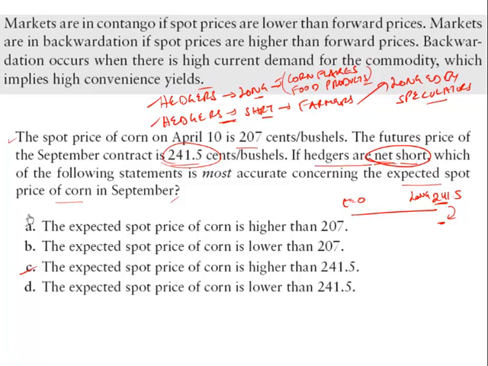So please think about it. A very important concept: the dynamics of hedgers and speculators in the forwards market. If hedgers are net short, the expected spot price is slightly higher than the agreed upon forward price. If hedgers are net long, then the expected spot price will be slightly lower than the agreed upon forward price.